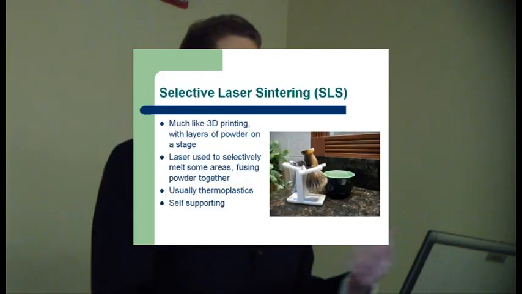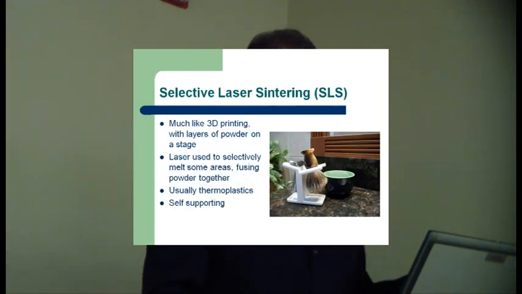Now we have selective laser sintering. It works mostly the same as 3D printing with layers of powder on a stage, and the stage goes down, another layer of powder, except instead of using a print head with glue, it will use a laser to melt the powder and fuse it to its neighbors. This is almost exclusively used with thermoplastic materials. And again, it's self-supporting because there's a layer of powder around it, and that powder that is used for support, when you're done, you run it through a sifting process and you can generally reuse most of the powder.